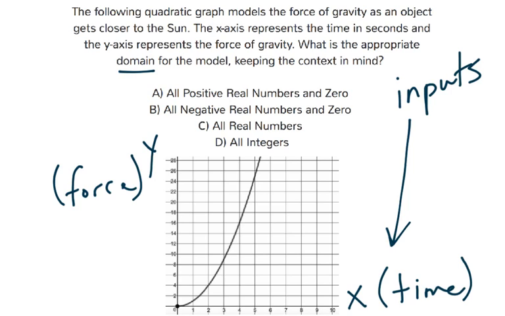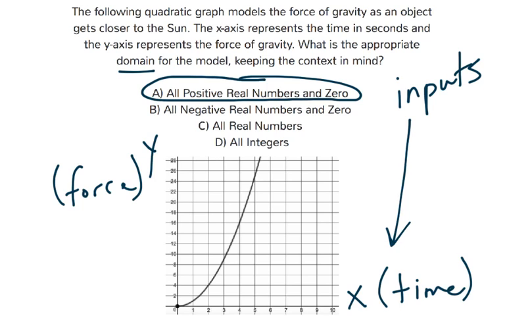Let's read the answers. A, all positive real numbers and 0. So could you potentially say, hey, when x, the time, was 1.5 seconds, does that work? Is that something that's valid? That could work, actually. Or 10.5 or 0.3 seconds. Those are all real, and so is the 0. That could work.